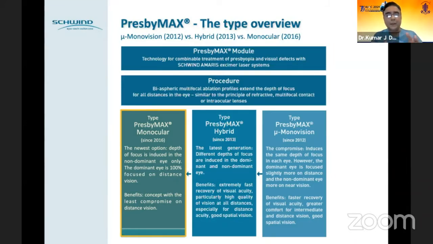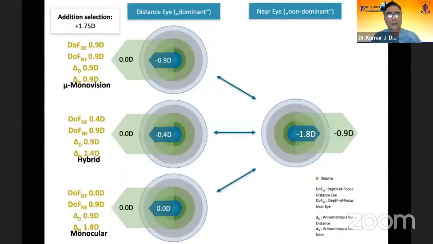What is the difference between each is what I will show, and how do we apply this to our science. So bottom line here is whether we use any of the systems available in the market today, we have to increase our depth of focus. So when we have a distant dominant eye and a non-dominant eye, this information is very crucial. If you want to do micro monovision, in the distant dominant eye, we are creating only 0.9 diopters of depth of focus, while we are creating a minus 1.8 in the non-dominant eye. In a hybrid pattern of treatment, we are creating even lesser depth of focus in the distant dominant eye. And in monocular, it's just like the Zeiss platform, where for the distant dominant eye there is absolutely no depth of focus, but a minus 1.8 in the non-dominant eye.